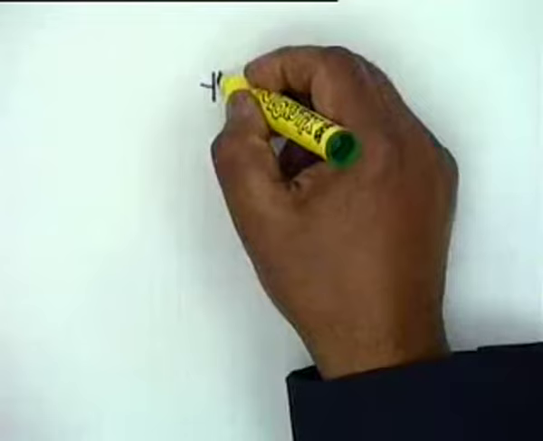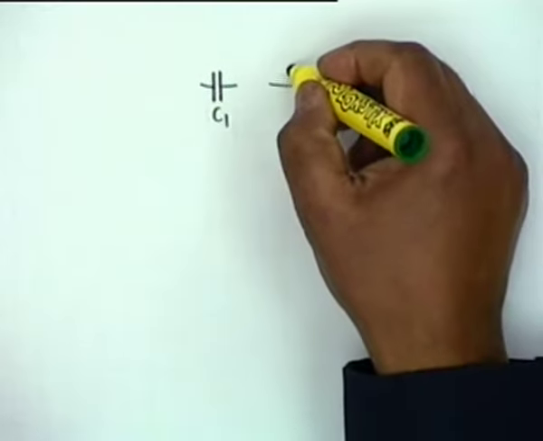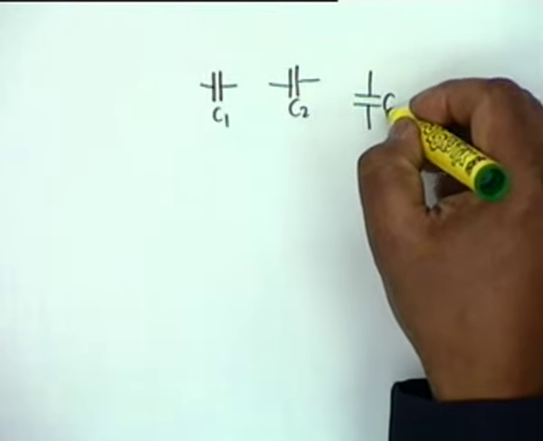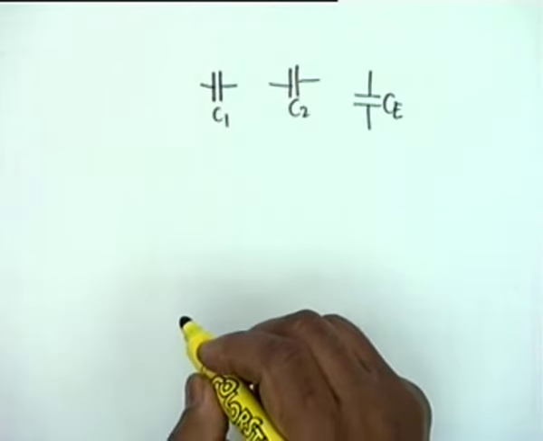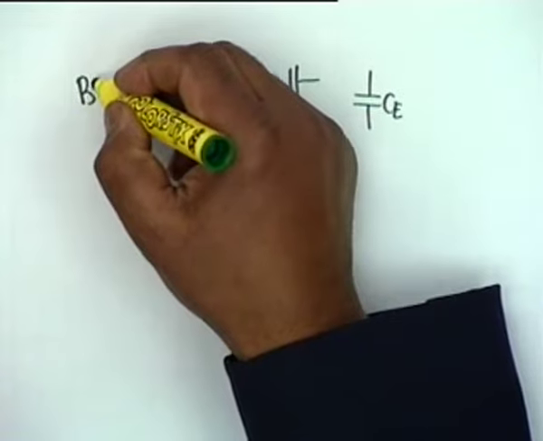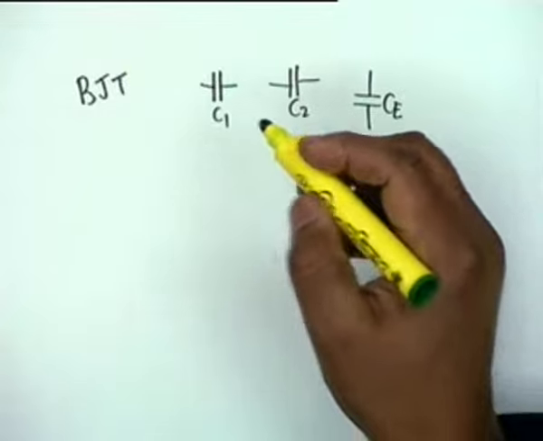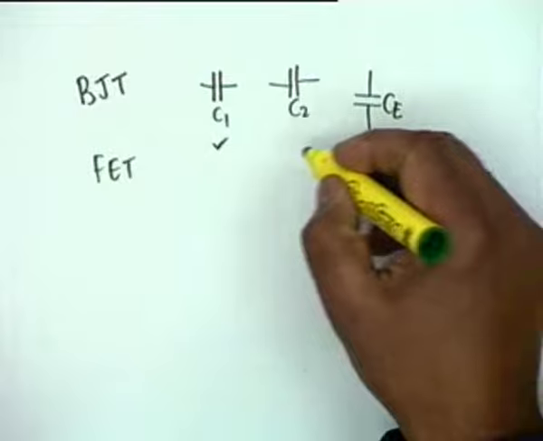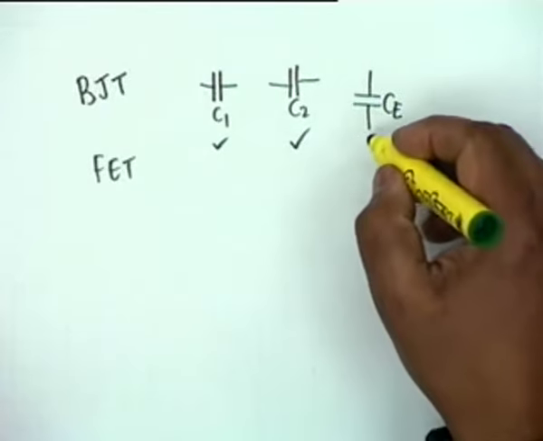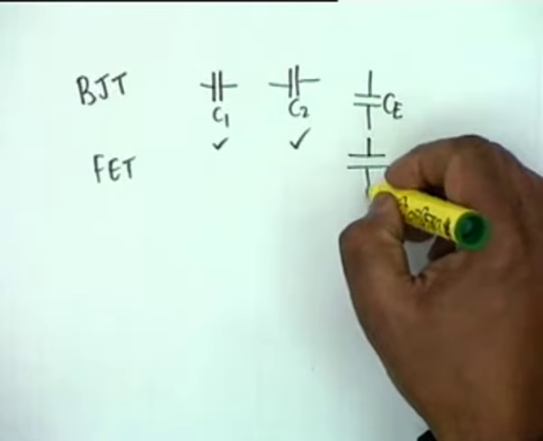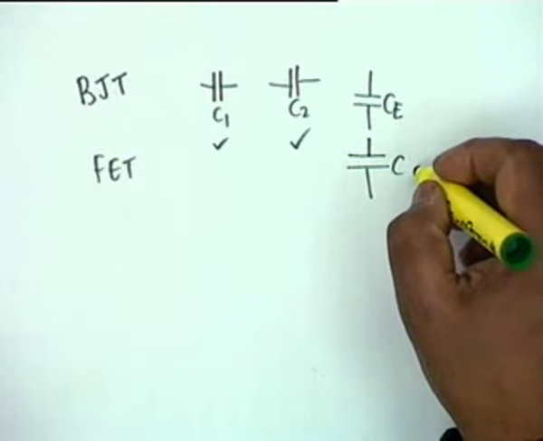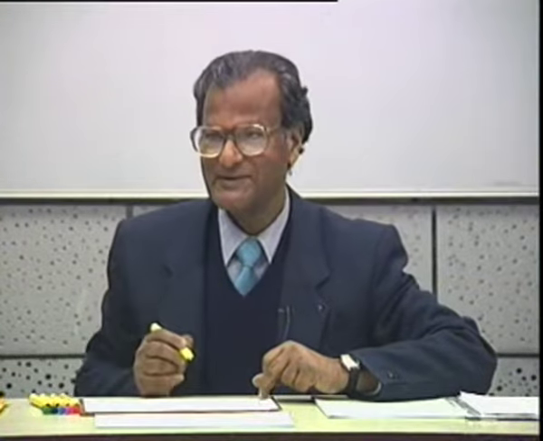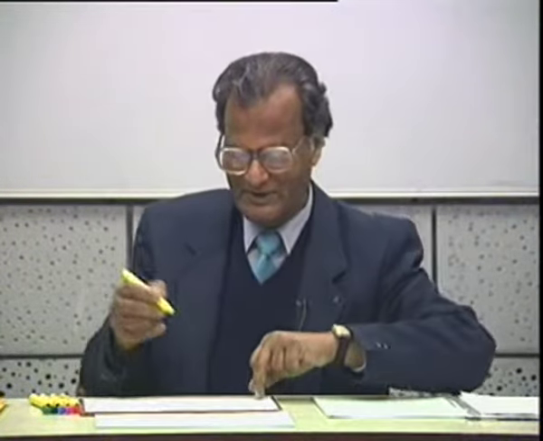To consider the effects of C1, C2 and CE. These are the three capacitors whose effects have to be considered in a BJT, and in an FET C1, C2, the two coupling capacitors, and the bypass capacitor is C sigma. Okay. We start with the BJT.